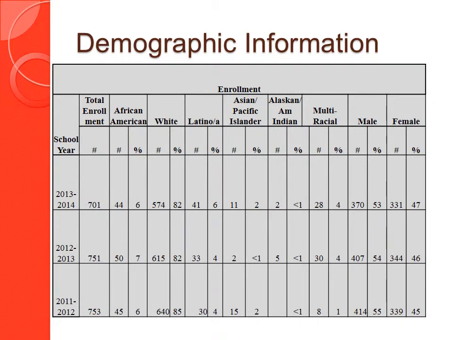A couple of things I want to point out to you. You'll notice in the far left-hand column it is broken up into the school terms. At the bottom you're going to see the 2011-2012 school year, and toward the top you will see the 2013-2014 school year. It is then broken up into different races and ethnicities as well as gender towards the end.